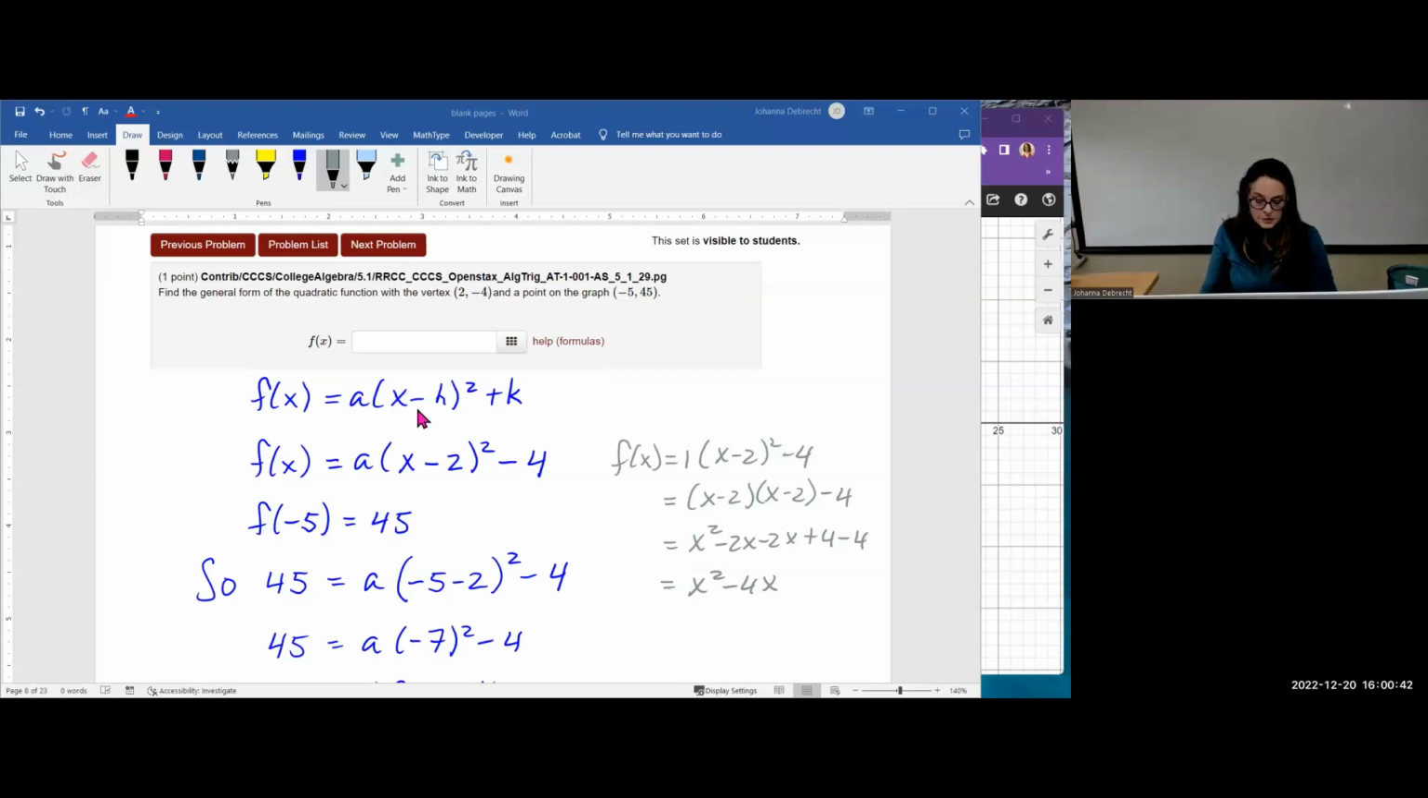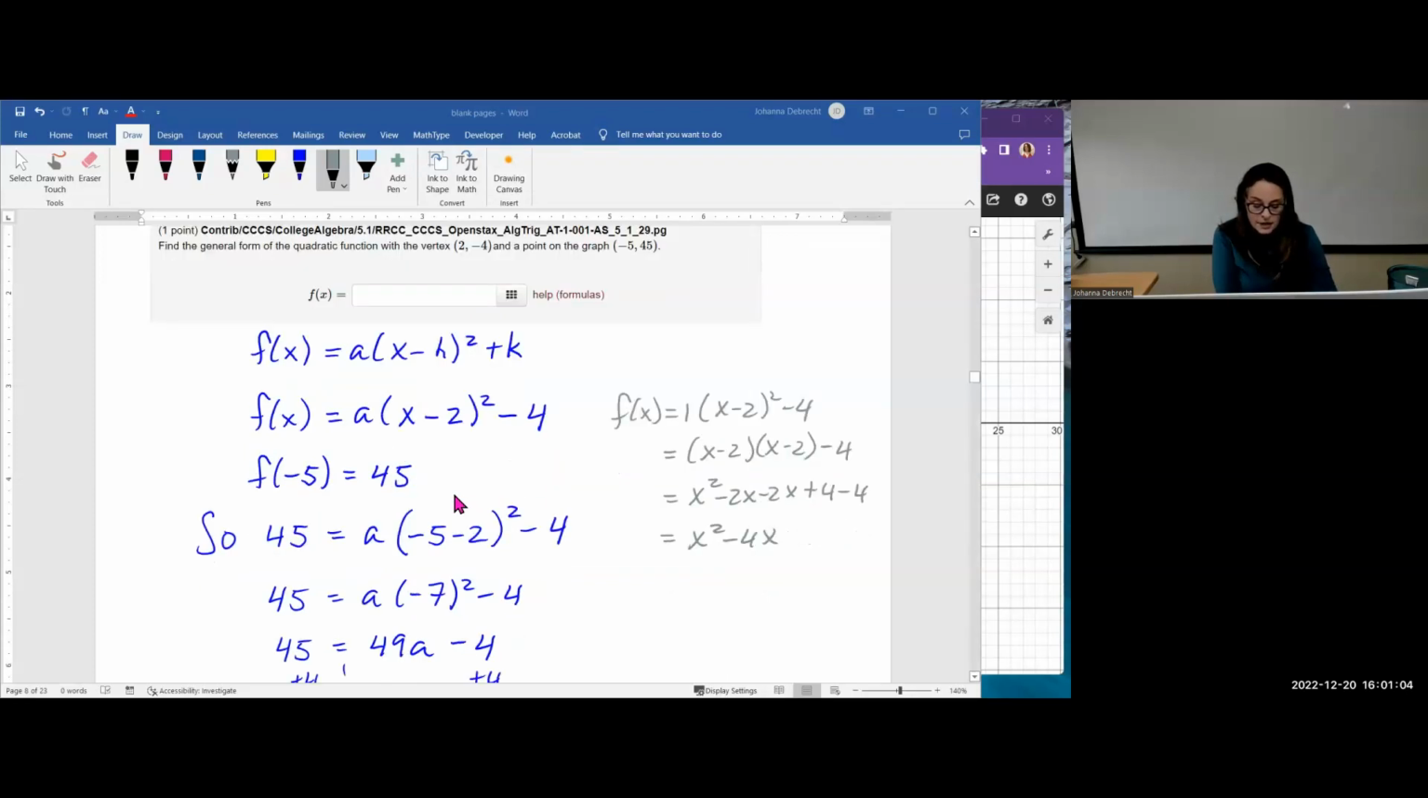When you're looking at this one, again, you're going to use that vertex form, the standard form for the quadratic function. And when you plug in the values of the vertex, notice that the x coordinate goes after the subtraction sign, and the y coordinate keeps whatever sign it has in the vertex. So this is a -4. And then we know that f of -5 is 45 because the point -5, 45 is on the parabola.